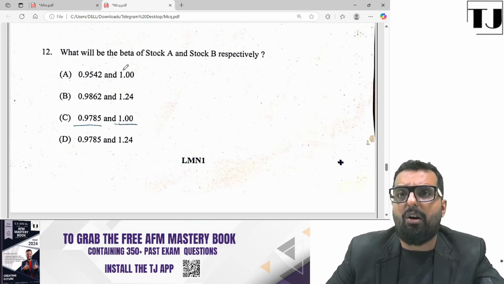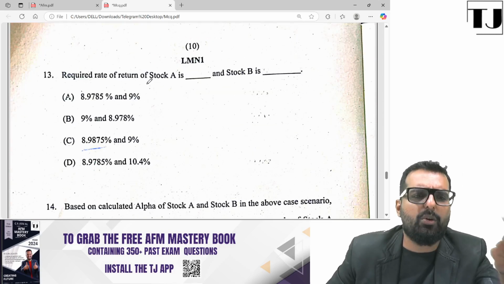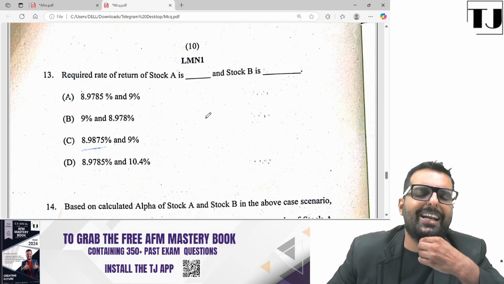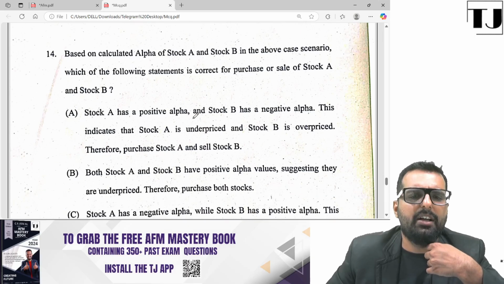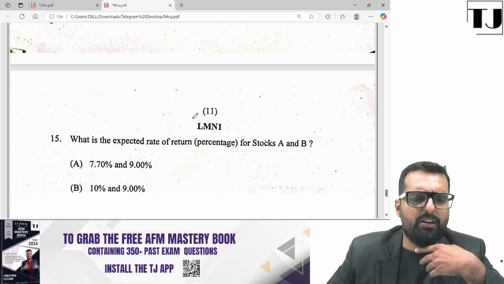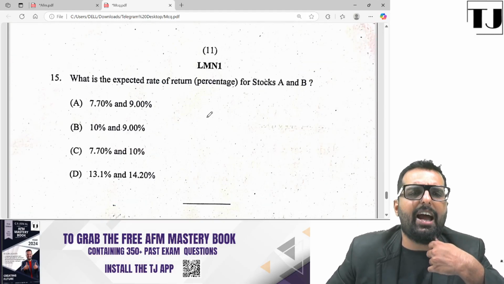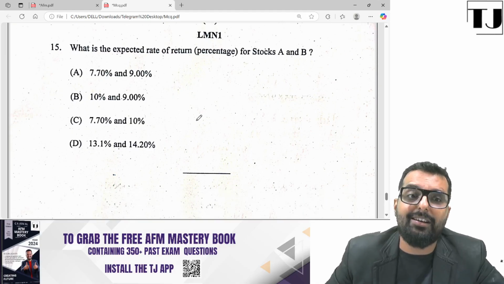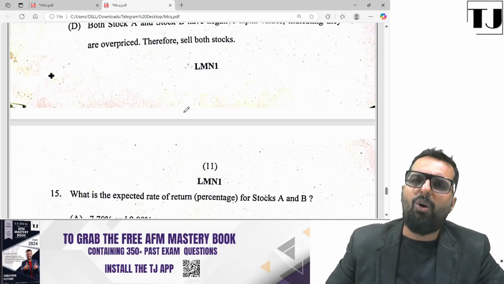What will be the beta of stock A? What will be the beta of stock B? We know the formula. Required rate of return of A and B. Alpha is expected return minus required return. Everybody clear with this part? So friends, expected return is also given. In the absence of information, expected return and CAPM return will remain the same. All this is covered, friends.